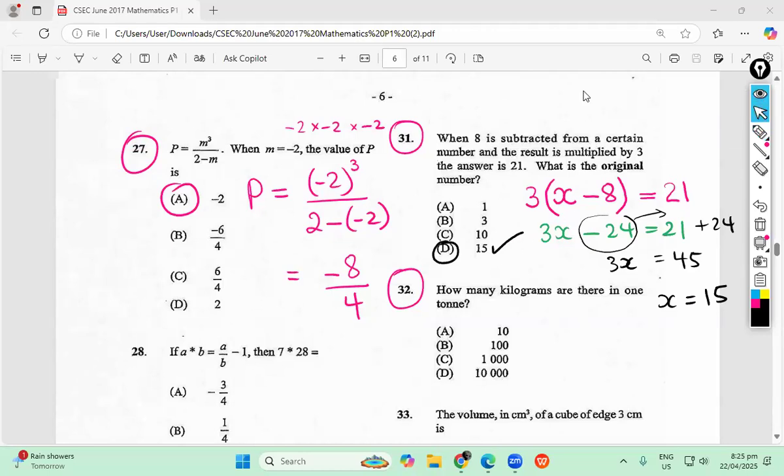All right. Number 32. How many? Oh, this is just something you either know or you don't. 1 ton is 1,000 kilograms. Right?